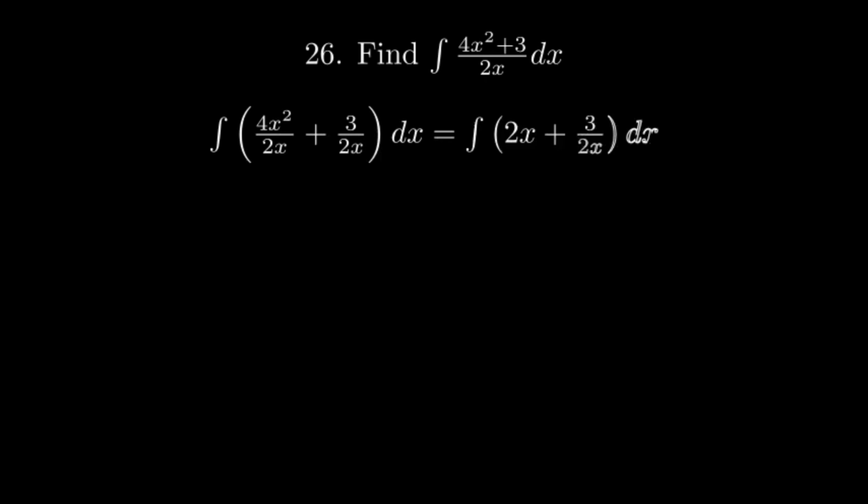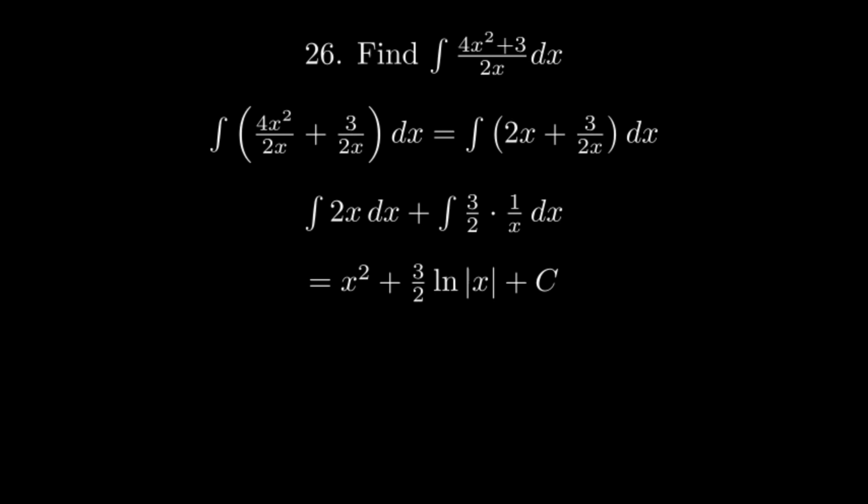Let's tackle question 26. We need to find the integral of 4x squared plus 3 divided by 2x dx. First, we can split the fraction into two parts. Now we can integrate each term separately. The integral of 2x is x squared, and the integral of 1 over x is ln x. So the result is x squared plus 3/2 times the natural log of the absolute value of x plus c.